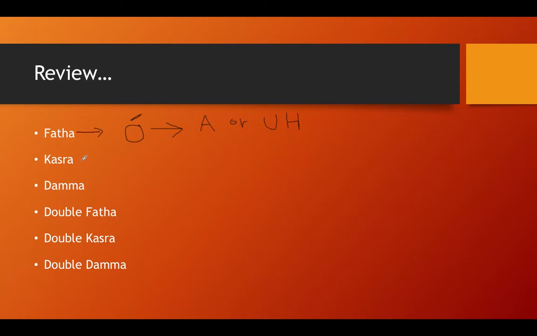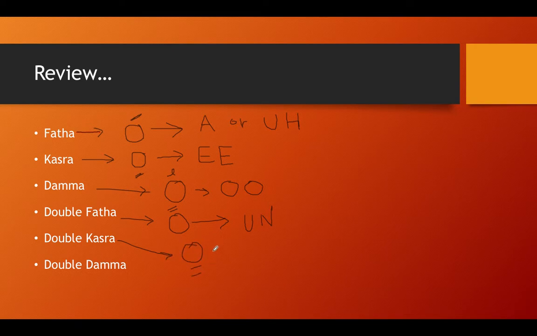Either works. And then you have the kasra. The kasra is positioned below the letter, and we said that makes the double E sound. And the dhamma is positioned above the letter, and it makes that double O sound, that oo sound. The double fatha, now we're getting into repetitive nature. We have two fathas above. What sound will that make? That will make the un sound, as in fun.